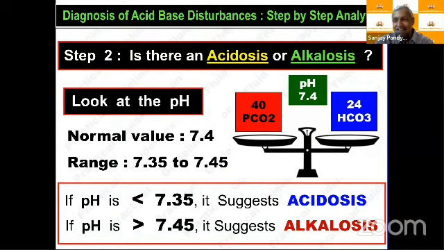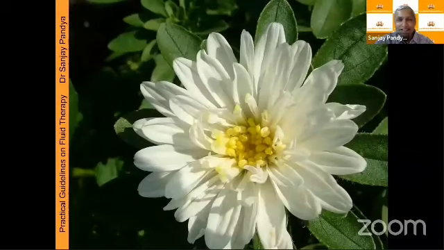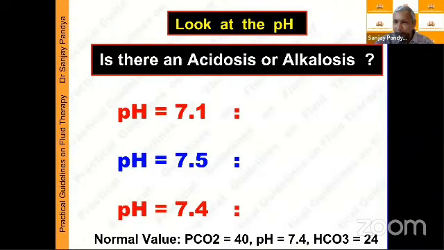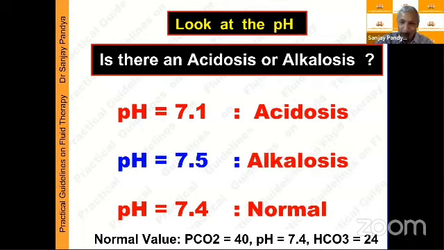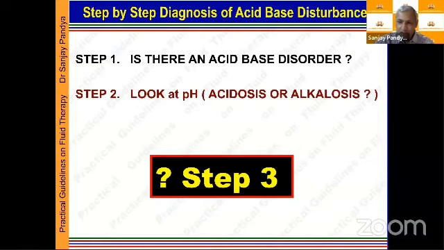And when it's going to be flowers, it's going to be your time to reply. So the pH is 7.1. What is the basic problem? Acidosis. Yes, it's acidosis. 7.5? Alkalosis. And 7.4 is normal.